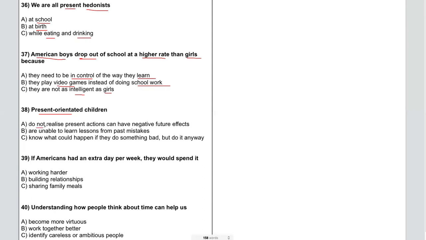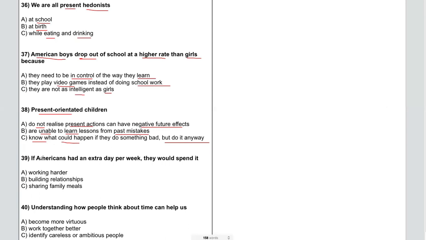For A, it says, do not realize present actions can have negative future effects. Now, I just want to know that this is going to be negative. So I've underlined not, present actions. I have present orientated, so this makes sense to underline, and negative future effects. B, are unable to learn lessons from past mistakes. And let's go ahead and look at C, know what could happen if they do something bad, but do it anyway. Now, this is very important. Could is a good word to underline because it's the conditional. So if I hear the speaker talking in the conditional or using conditional phrases, this might be the correct answer.